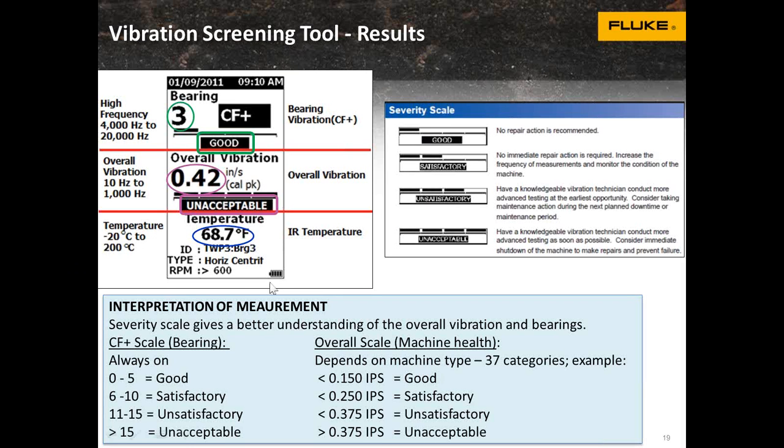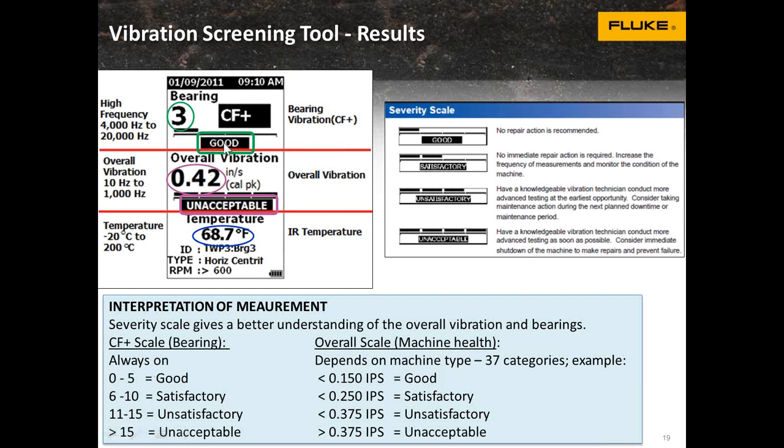So here's how the screening works. You'll notice that we're going to collect data on three different parameters: high frequency vibration for bearings, low frequency for overall vibration, and temperature. You'll notice that in the bearing region, the top, there is a severity scale, and that's your crest factor or your bearing severity number. If you look down at the bottom, you can see the scale. 0 to 5 is good, 6 to 10 is satisfactory, 11 to 15 is unsatisfactory, greater than 15 is unacceptable.